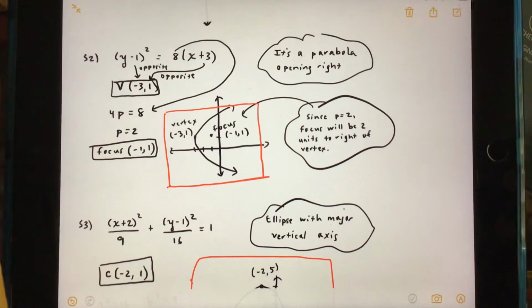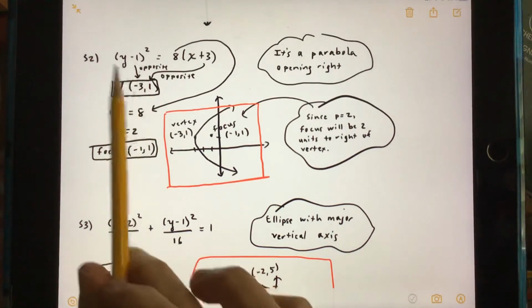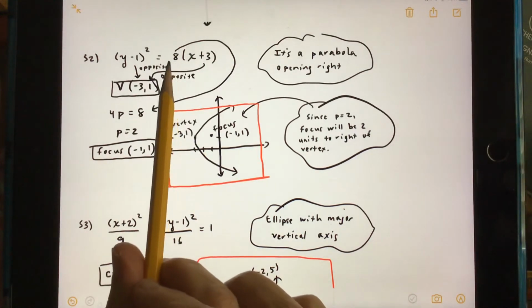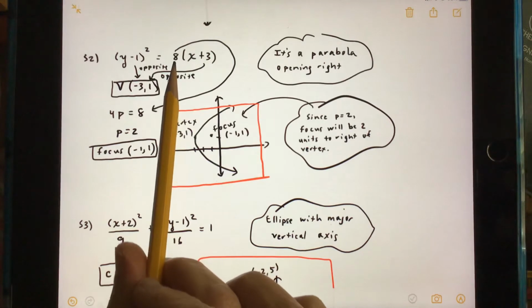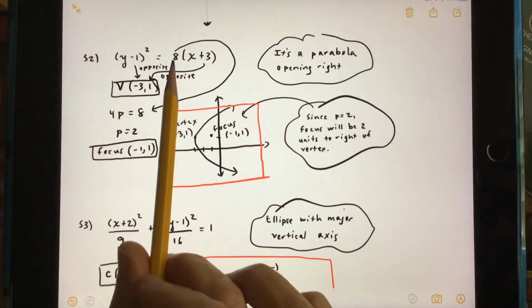So we're going to go ahead and figure out where that vertex is. We're going to notice it's opening right since it's a y squared parabola, and we're going to notice that this 4p here is positive, so therefore it's going to open right. So the y squared tells us it's going to open either left or right, and this tells us, because it's a positive value, that it will open right, not left.